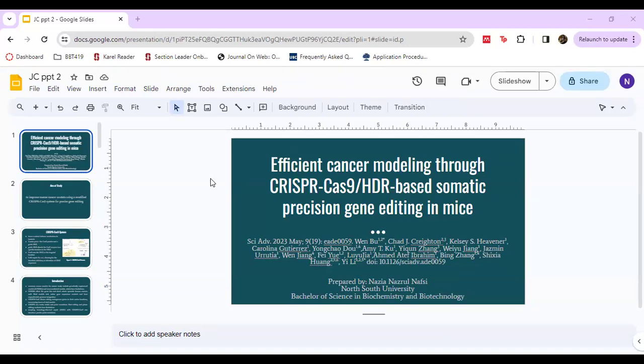Actually, I didn't join from the very beginning, but I have a silly question. Why do we use mice for cancer modeling over other animals? We see that in many of these experiments mouse is used. Why do we choose mouse over other animals for experiments?